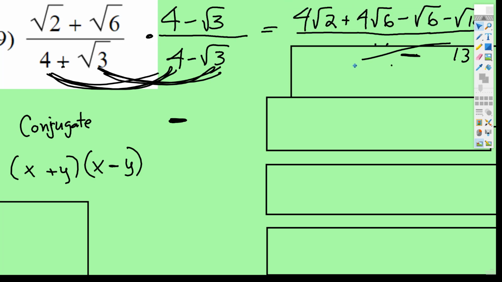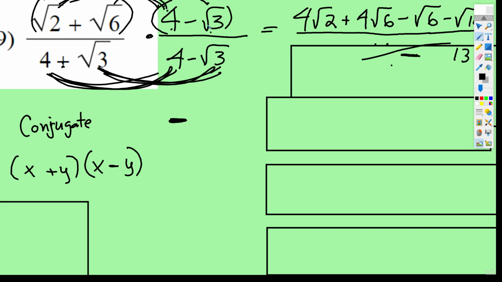In the numerator, you have root 2 times 4 and root 2 times 3. So 4 root 2 and 4. Oh, okay. I see what I did here. I did the distributive with these two. I did 4 times root 2, 4 times root 6. You could do it either way.